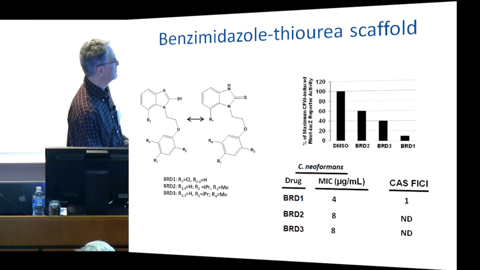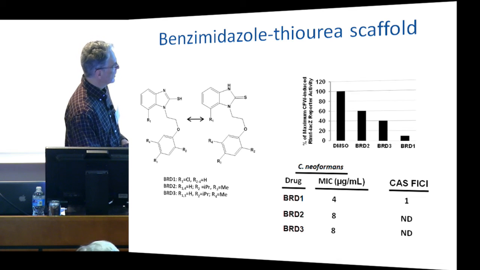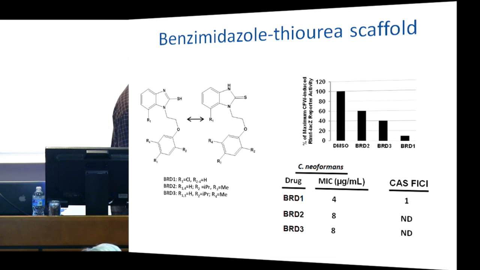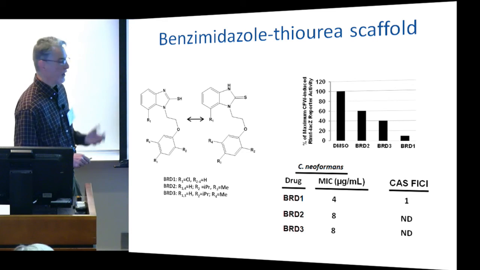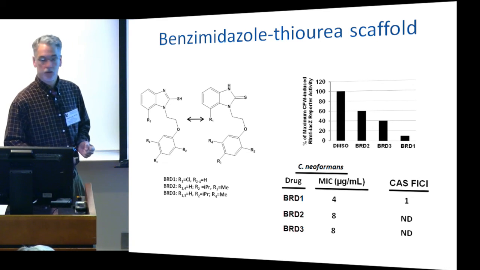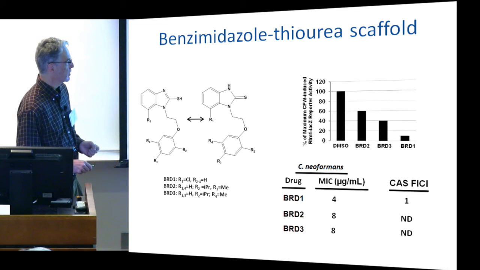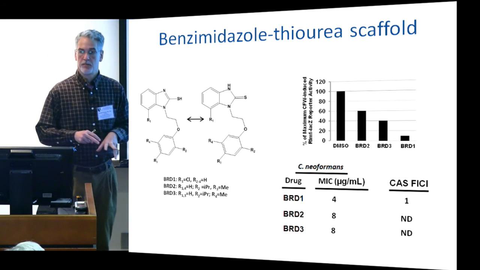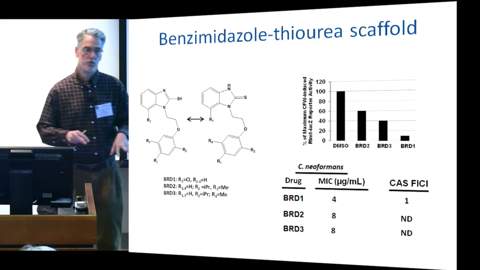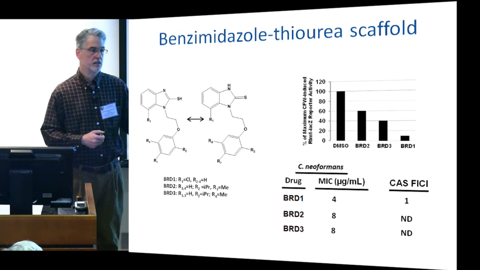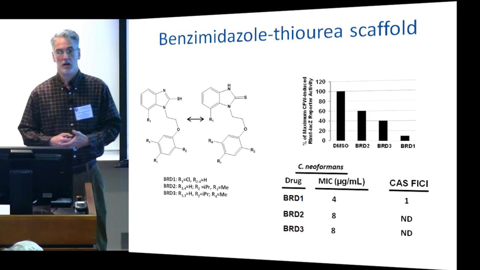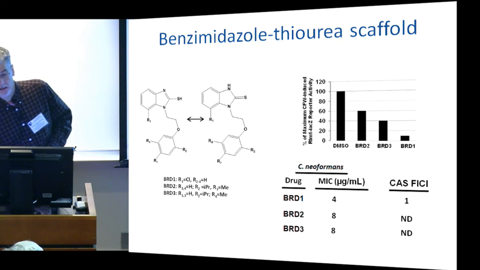It's a benzene sort of thiourea here with a linker to a phenoxy group. And here's the data for the ability to block the cell wall integrity reporter. BRD1 is very, very effective. The MICs for these molecules are okay for hits right out of the screening library, with 4 micrograms per mil for our best drug. When we put it together with caspofungin, you would predict that this may have some sort of interaction. And we had a modest interaction. So we had additivity with caspofungin, suggesting that we are indeed interfering with cell wall integrity pathway signaling.